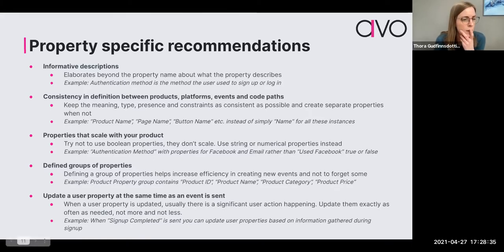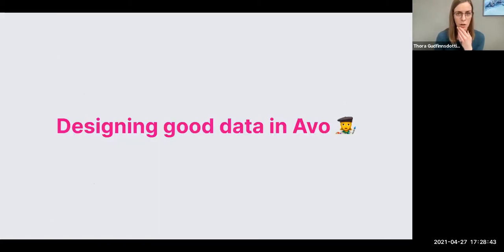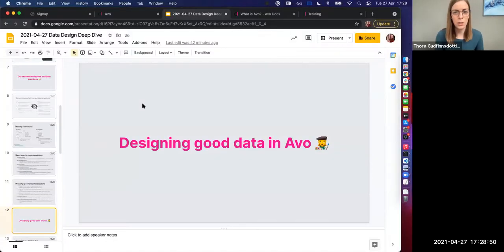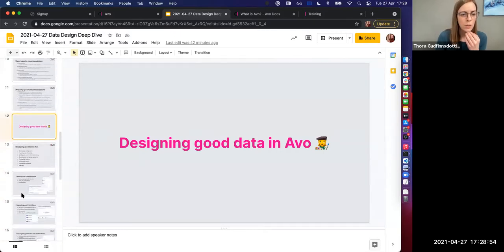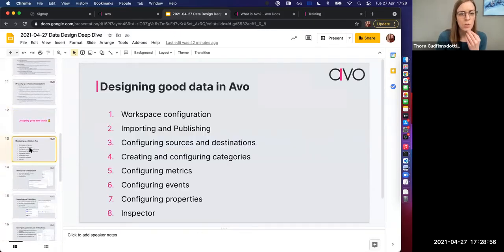All right, we're halfway through our time, which is exactly what I had imagined. So the next thing on the agenda is designing good data in Avo. Now I'm actually going to stop the full screen because I'm going to be jumping between these slides and the Avo product, because we're going to be doing all of this there.